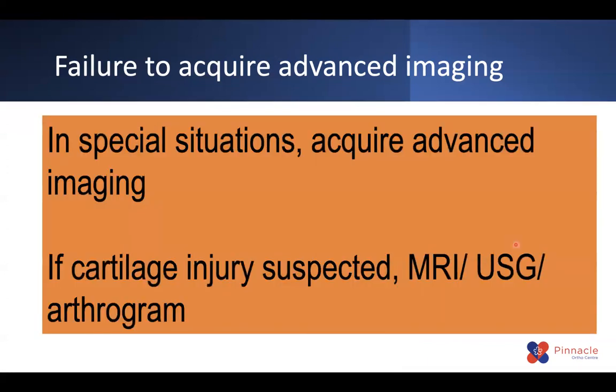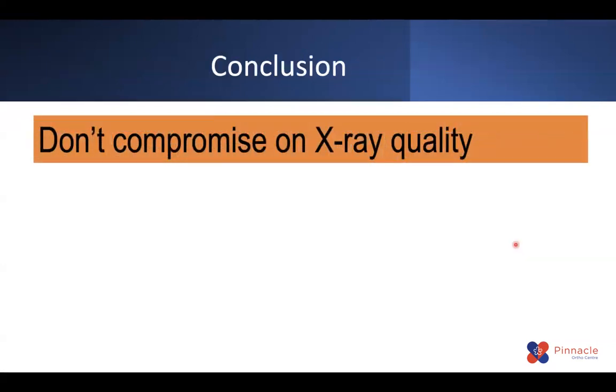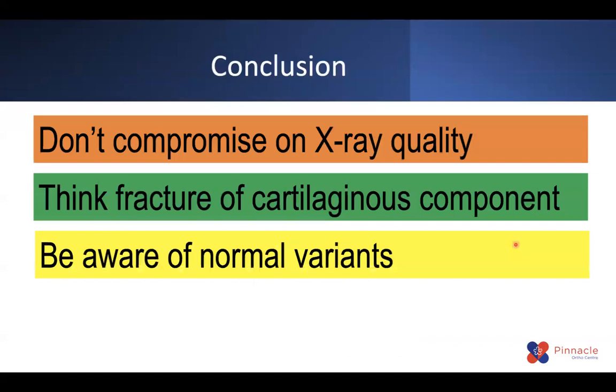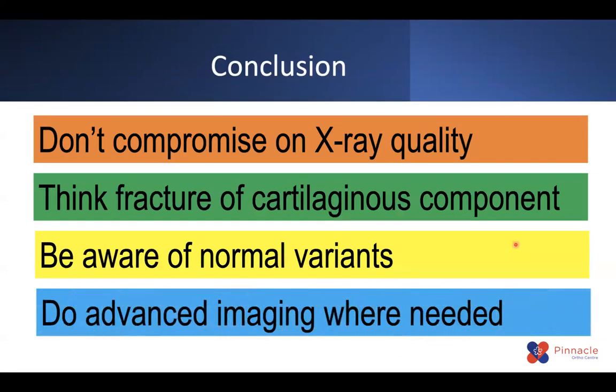So in special situations, acquire advanced imaging, and if cartilage injury is suspected, MRI or USG or arthrogram is the investigation of choice. So to conclude, don't compromise on X-ray quality. Think of fracture through cartilaginous component. Be aware of normal variants, and in special situations, obtain advanced imaging.